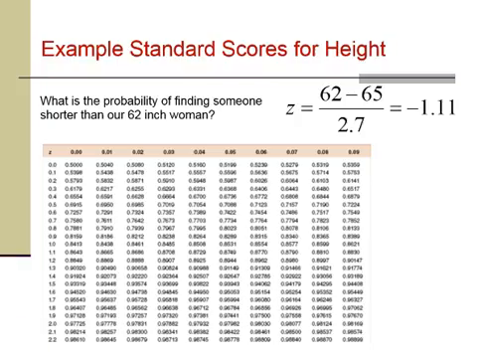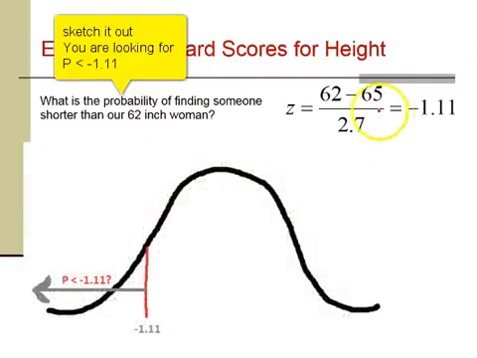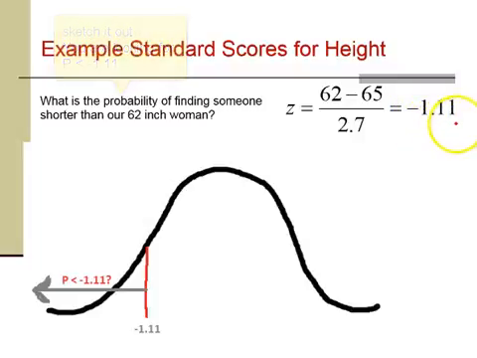Let's work through some examples. Back to our woman who was 62 inches tall. What if we wanted to know the probability of finding a woman who was shorter than her? We already calculated our z-score. We came up with negative 1.11 standard deviations below the mean for that 62-inch woman, based on the mean and the standard deviation.